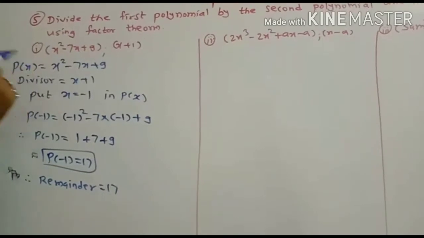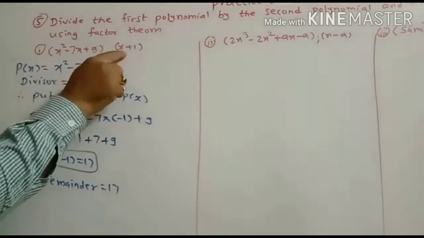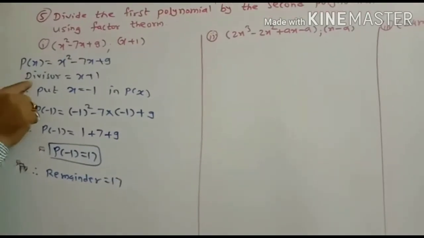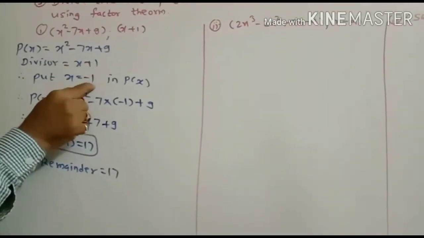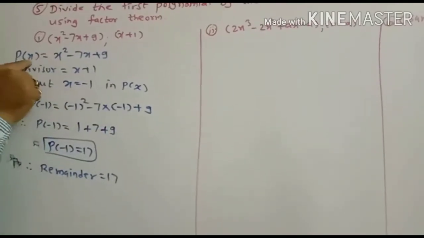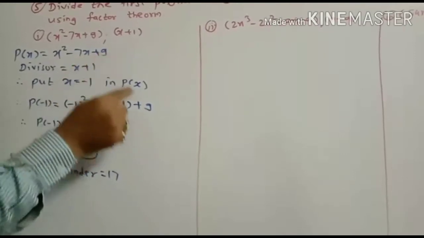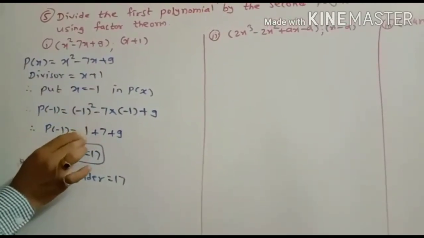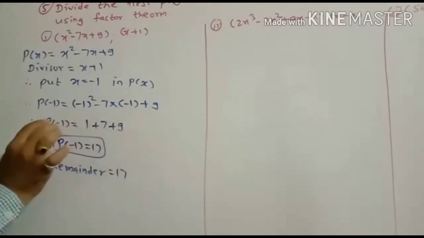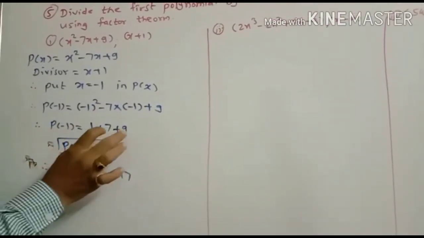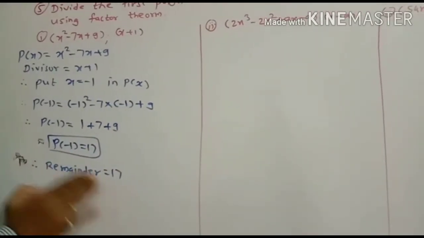First polynomial we consider as p of x, that is x square minus 7x plus 9. Divisor is x plus 1. Therefore, instead of x we put the opposite of this plus 1, as minus 1, in p of x. That is, p of minus 1 is equal to minus 1 square minus 7 into minus 1 plus 9. Square of minus 1 is 1. Minus minus gets plus. 7 ones are 7 plus 9. Therefore, p of minus 1 is equal to 9 plus 1 is 10, 10 plus 7 is 17, which is the remainder.